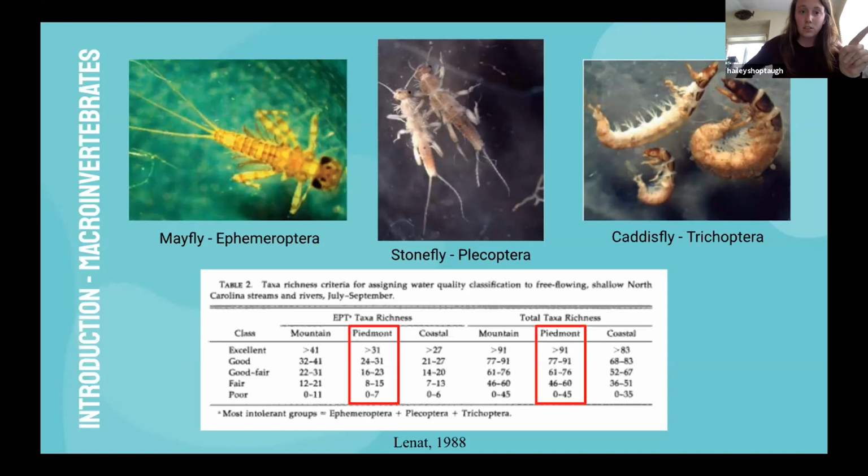And I have pictures of 3 examples of members of those orders, being mayflies, stoneflies, and caddisflies. And luckily, I actually got to see all 3 of those in the stream that I looked at. If you look at the bottom of this slide in the Lenat 1988 table, you can see the numbers that you would hope to see in each of those taxa to classify your water from excellent to poor.